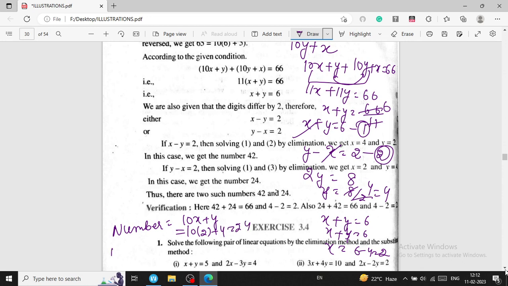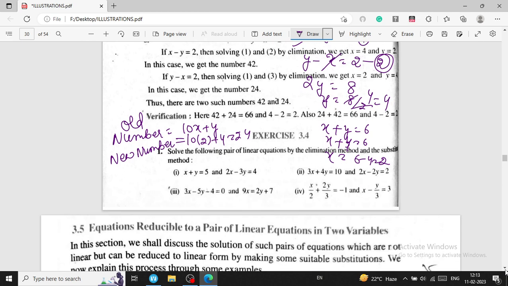But now the new number, this is the old number. New number will be 10y plus x. That means 10 multiplied by 4 plus 2, that is 42. When we add both numbers, we will get 66. You can verify it.